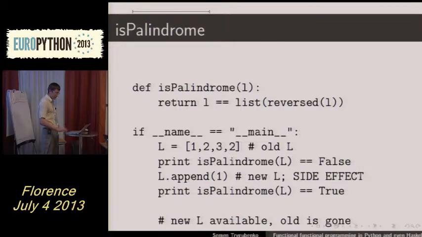And of course, nothing prevents us in Python from writing this. We invoke isPalindrome, verify it's false, then append a new element, introducing a side effect here, and then it's true, but the old list is now gone. We have a reference to a new object.